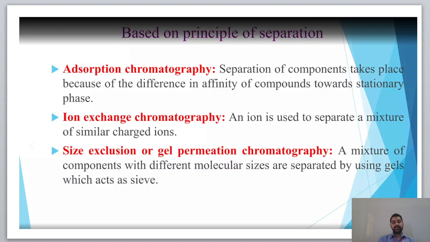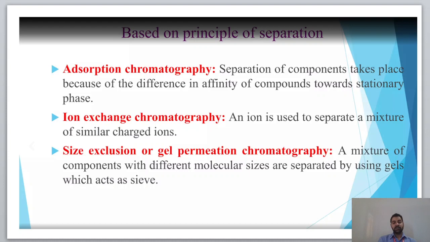Separation of components takes place because of the difference in affinity of compound towards the stationary phase. Next is ion exchange chromatography. An ion is used to separate a mixture of similarly charged ions. Next is size exclusion or gel permeation chromatography. A mixture of components with different molecular size are separated by using gel which acts as a sieve.